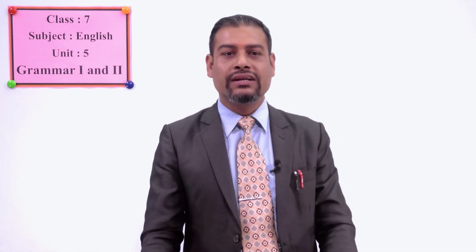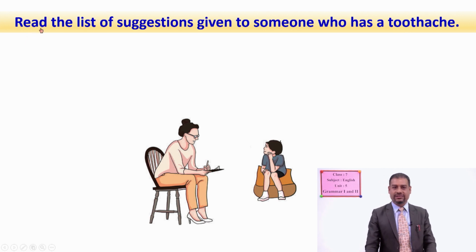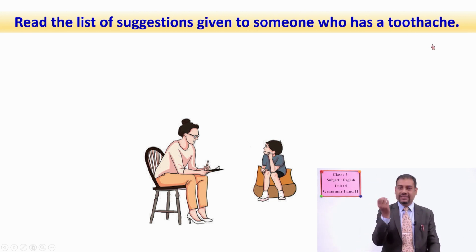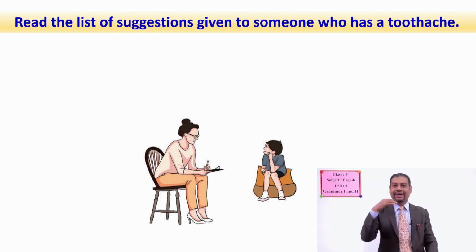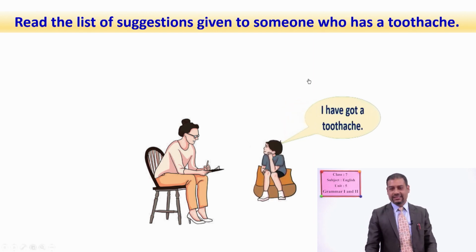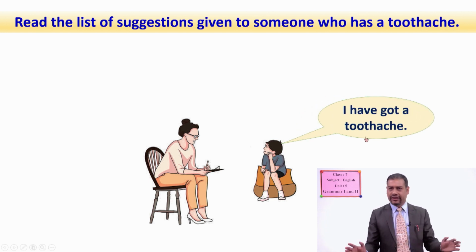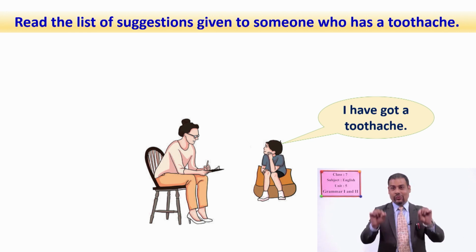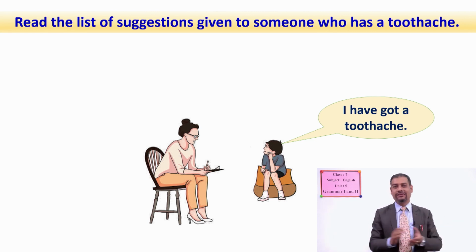For this one, you have to read this instruction first. Read the list of suggestions given to someone who has a toothache. For example, someone has got a toothache problem, okay? And what suggestion is given there? Now, can you guess? See, this boy says, I have got a toothache. This is a problem. Now, we have to suggest. We have to give advice. So, what can it be? We have practiced a lot. So, can you tell me?